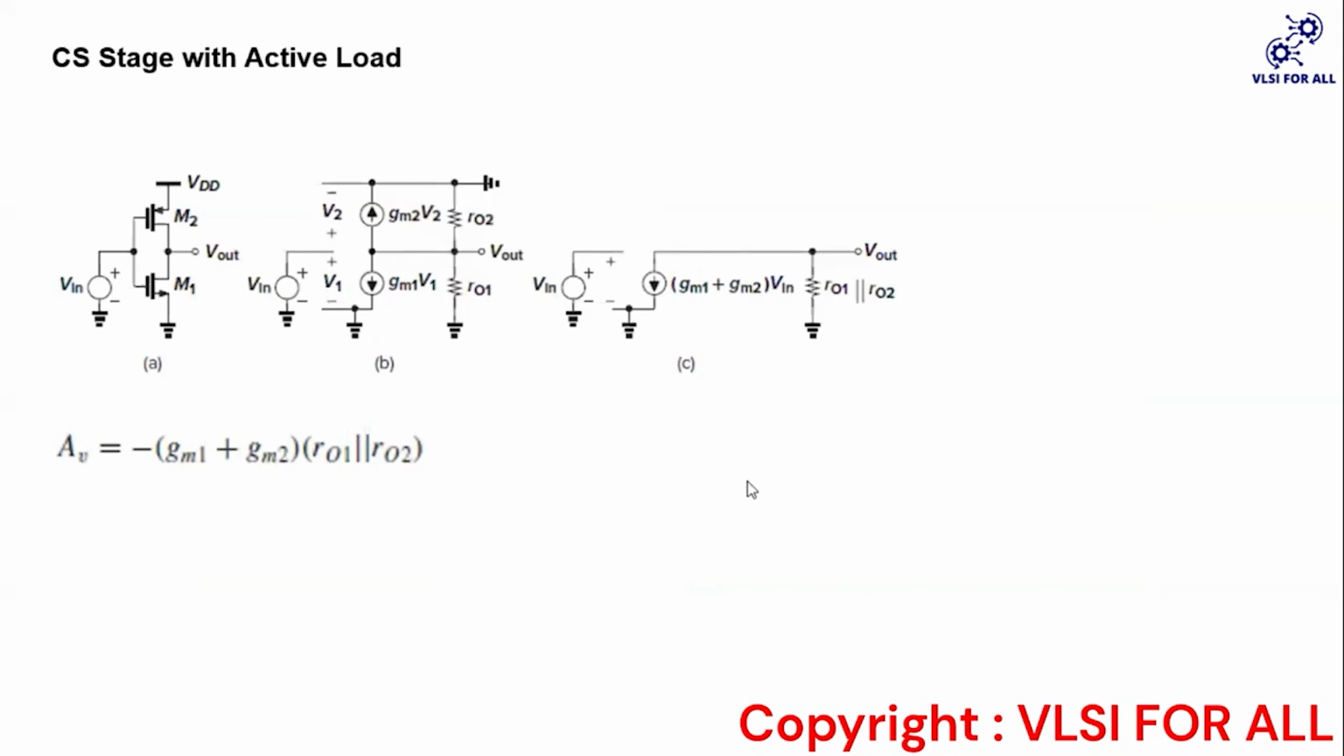Okay, so what will be the gain of this circuit? If we do the small signal analysis, we will find the currents gm2 v2 and gm1 v1. Both of these currents contribute to the output voltage, right? So the overall structure will be like this: (gm1 plus gm2) v in, this current goes through this load, and that creates the output voltage. So the gain will be nothing but v out upon v in, and this will be minus (gm1 plus gm2) into (r01 parallel to r02).